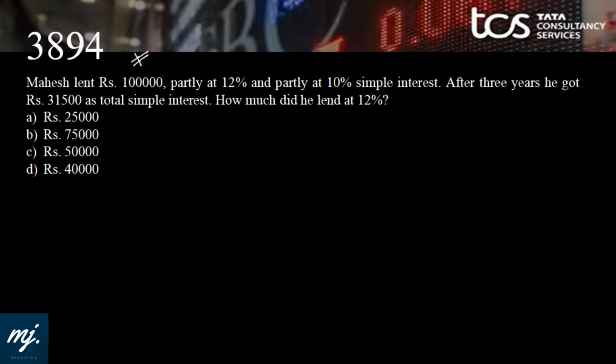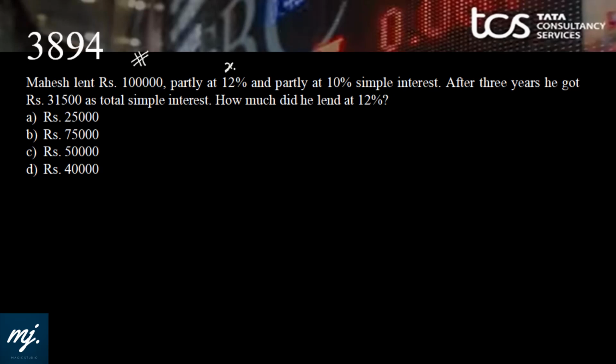This question is my pick, as I call it a vintage problem. For years this kind of question has been formulated and solved, and we know that we have 2 good basic designs to solve it. Mahesh lent rupees 1 lakh, partly at 12% and partly at 10% simple interest.